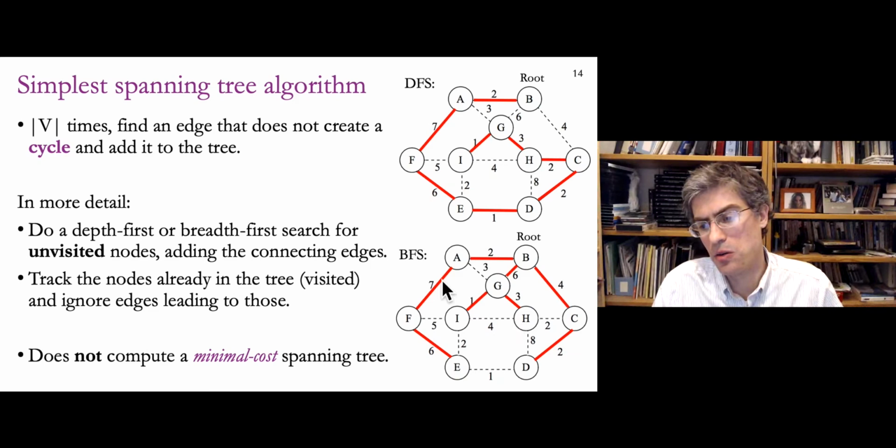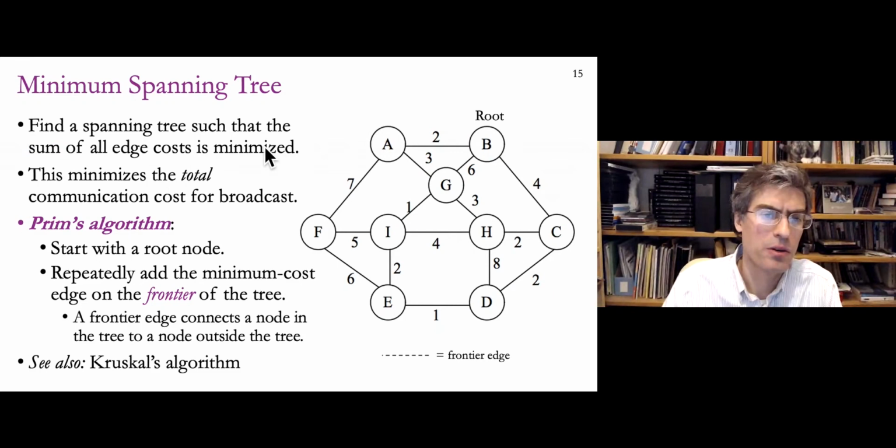Okay, so we're going to look next at what a minimum spanning tree is. This is a tree where the sum of edges is minimized. Now, if these edges represent the cost of communication, then we would want to try to find a minimal spanning tree. Okay, Prim's algorithm is an example of an algorithm that finds a minimum spanning tree.